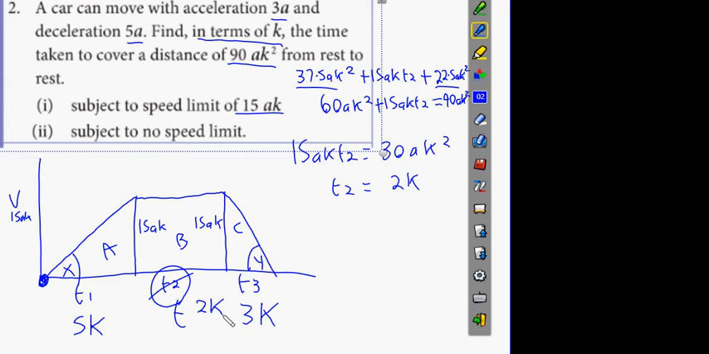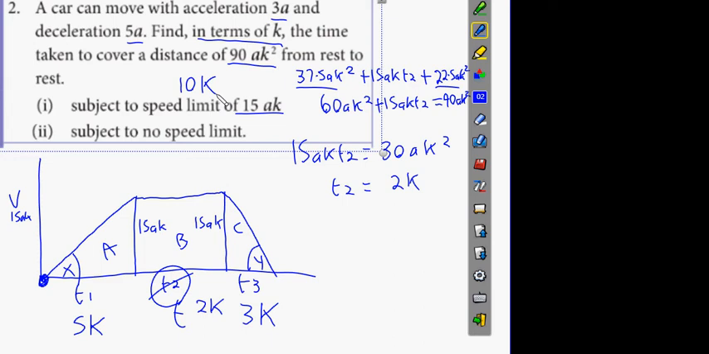Okay, so the time taken from rest, with speed limit, and back to rest again: 5k plus 2k plus 3k, 10k. Right, so 10k. Any questions on that one? Okay, you probably need to do it again later on your own. Again, just get the feel of it.